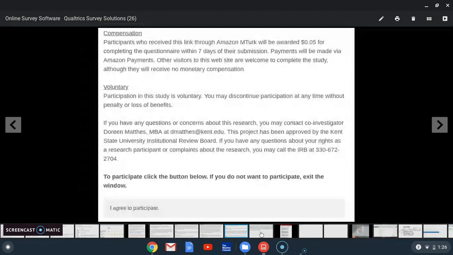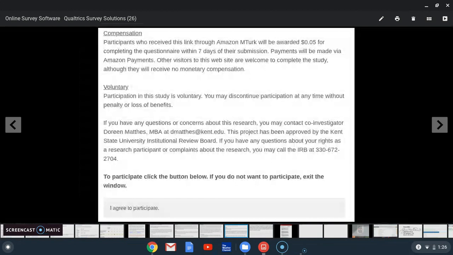And this one's pretty long. Then it goes into compensation. It tells you exactly how you'll be compensated through Amazon payments and for what amount. Again, they reiterate that your participation is voluntary. And then if you have any questions, you can contact the following people.